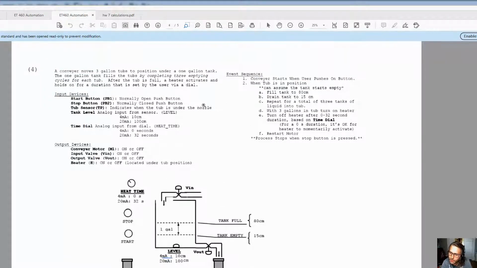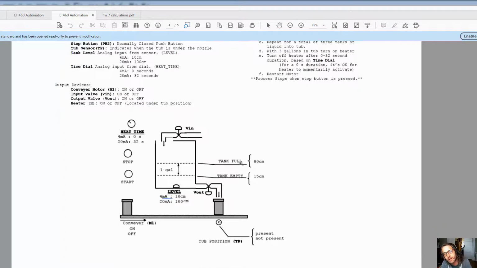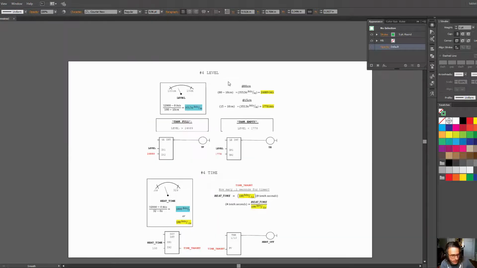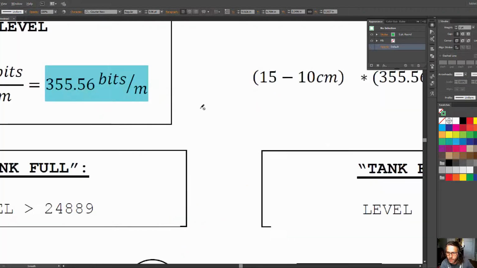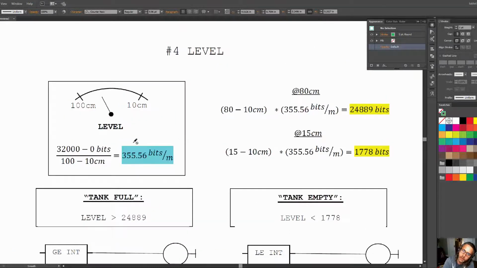Okay, so the tub moves into position. We get 3 gallons drained, which is working on an analog level sensor. And after that, we activate this heater for a certain duration of time. So I'm going to keep doing what I have been doing and start with my calculations. So let's turn this off and go to my calculations. I have everything on one page here. The level is the easier part, where we've got 100 centimeters.